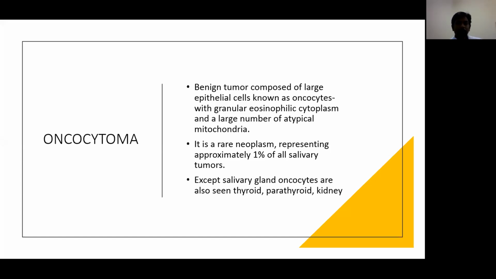Coming to oncocytoma, this is another tumor. It's a very benign, circumscribed tumor, composed mainly of oncocytes. An oncocyte is typically described as a cell with abundant granular eosinophilic cytoplasm. The counterparts of these oncocytes can be seen in other glands like thyroid, parathyroid, and kidney as well.